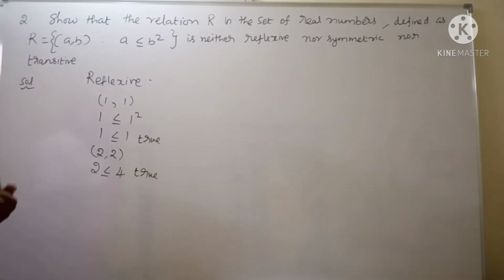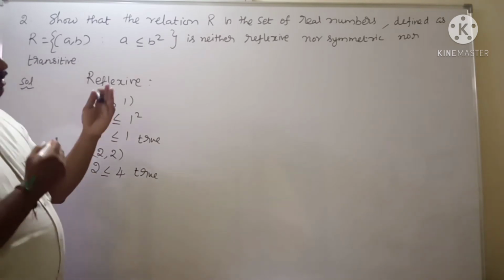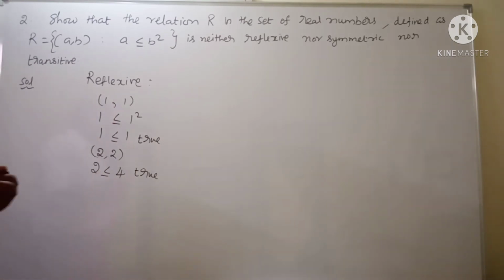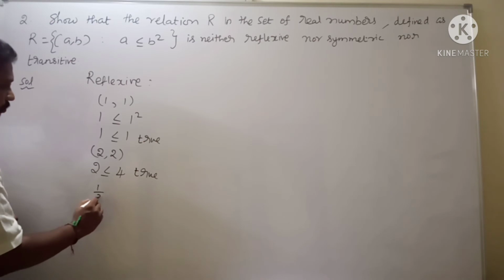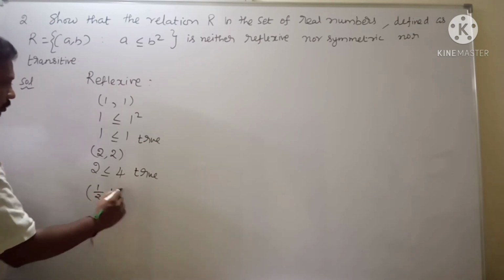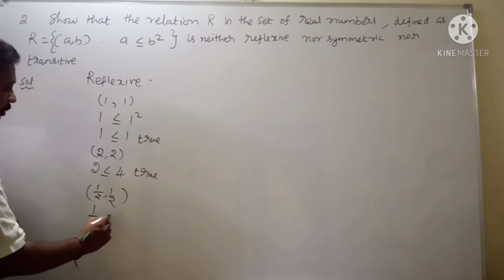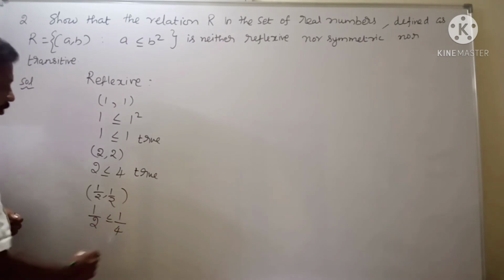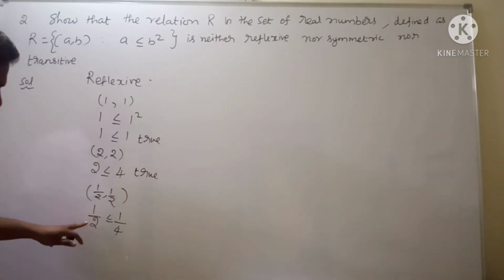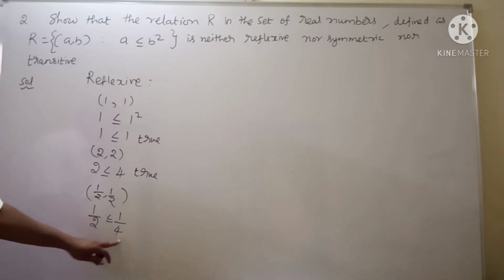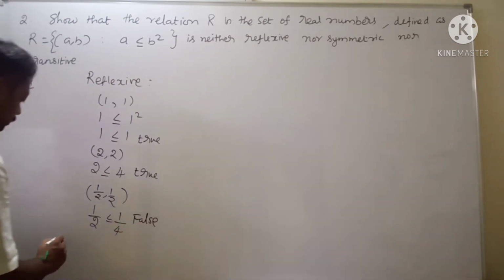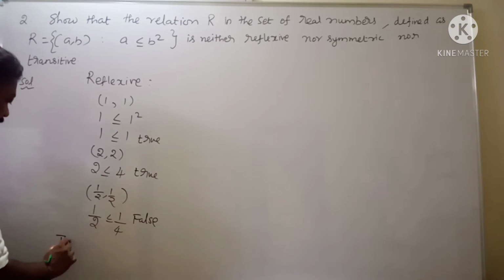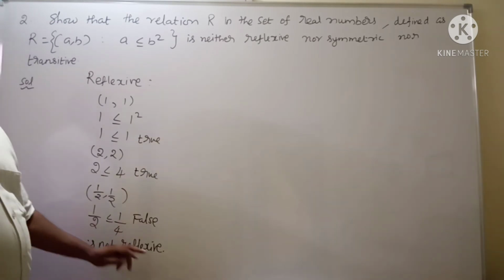So let's take some fractional number, because the range is real numbers. For example, 1/2. For (1/2, 1/2), 1/2 ≤ 1/4? But 1/2 is greater than 1/4, so this is false. So this is not reflexive.